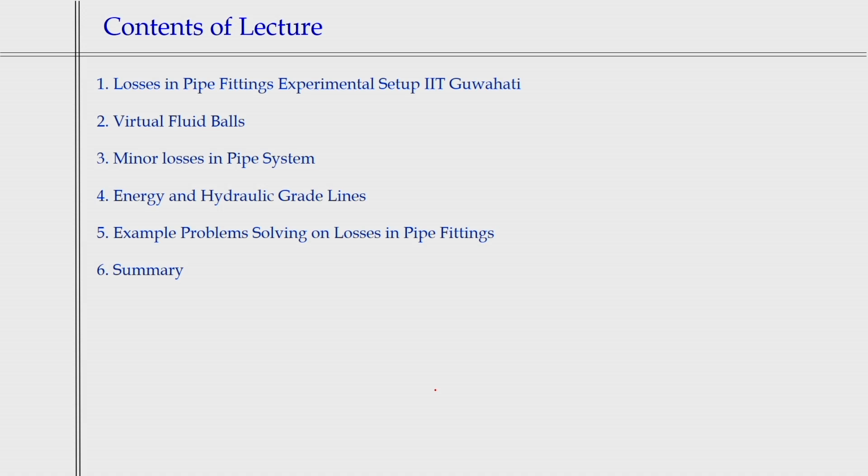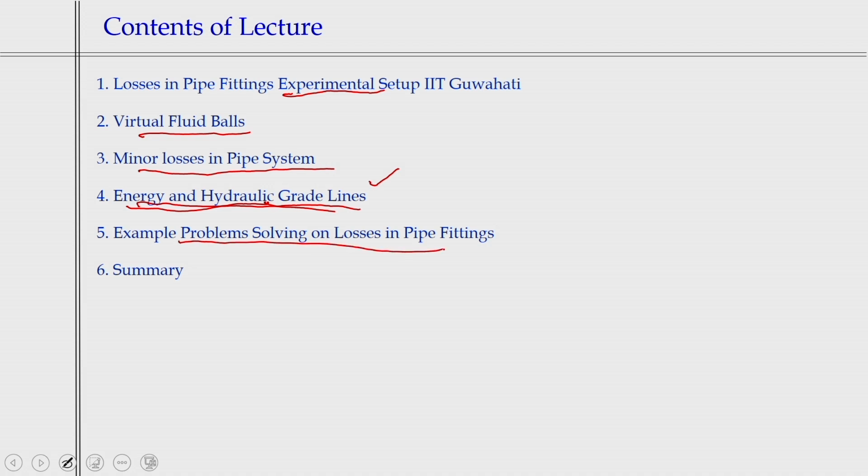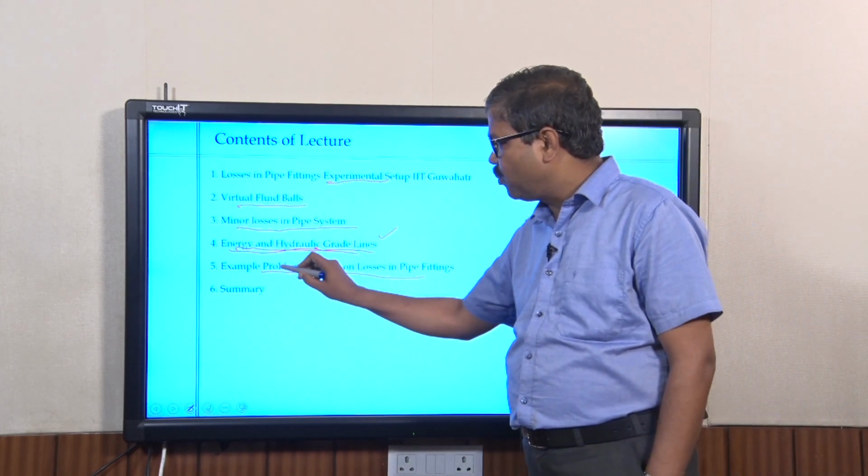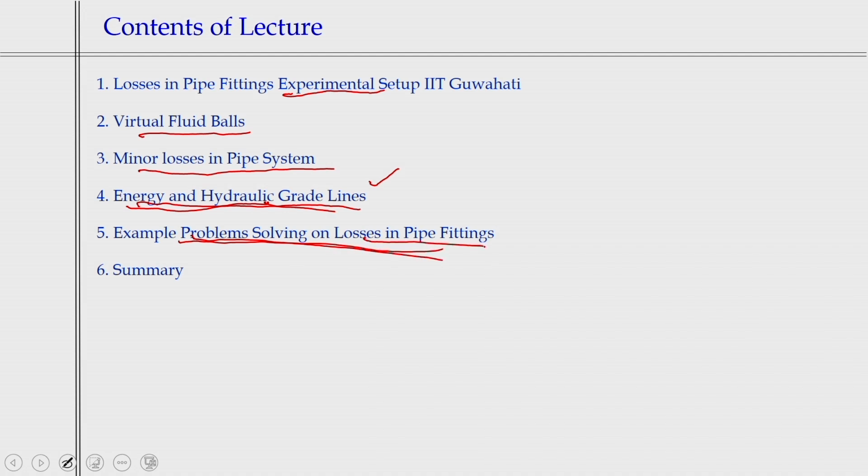Today we are going for a demonstration of the pipe fitting experimental setups which are there in IIT Guwahati. Again I will revisit the virtual fluid balls. Then we will talk about the minor losses in pipe systems, and again revisit what is called the energy gradient line or the hydraulic gradient line, which is more important when you are solving pipe network problems. Then I will solve a few problems on pipe networks using Bernoulli equations, linear momentum equations and the pipe loss equations. These are the example problems we will solve, covering the losses in pipe fittings and all.